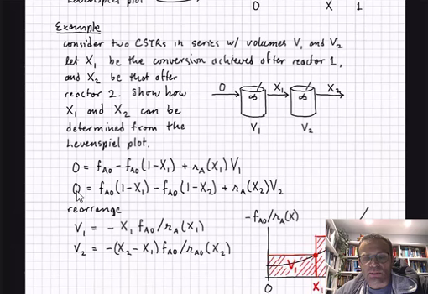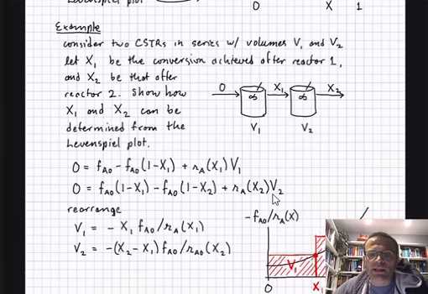Now we can build a similar equation for reactor 2. We have 0 on the left, flow into the second reactor, which is given by this. We have flow out of the second reactor, which is given by this. And then the rate of generation in the second reactor is evaluated at conversion x2, multiplied by V2.